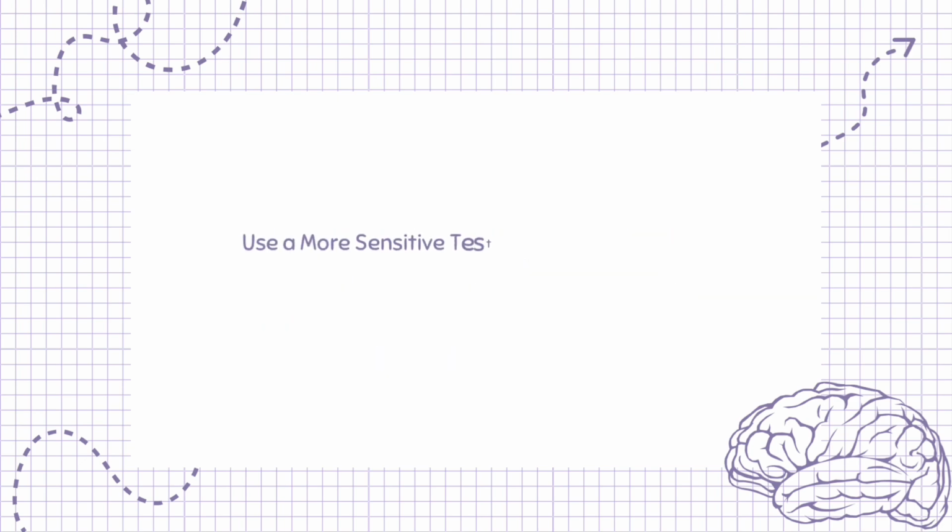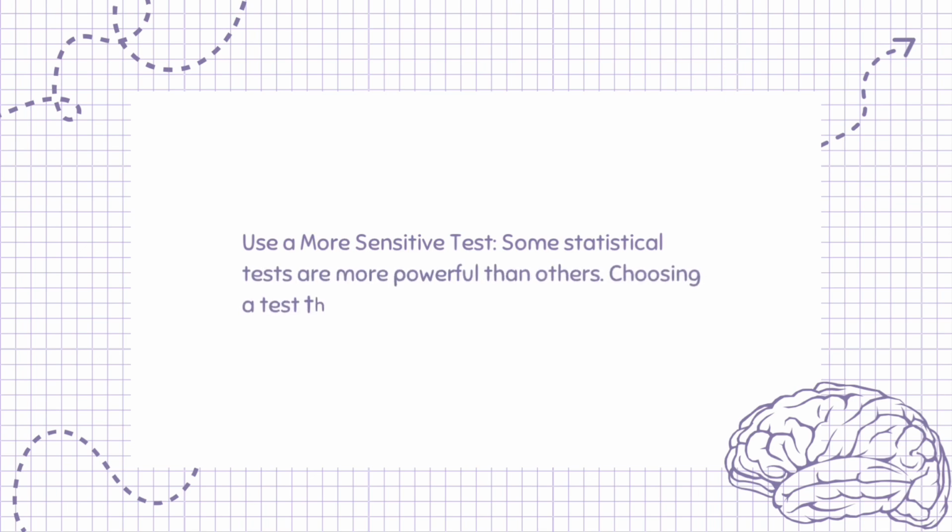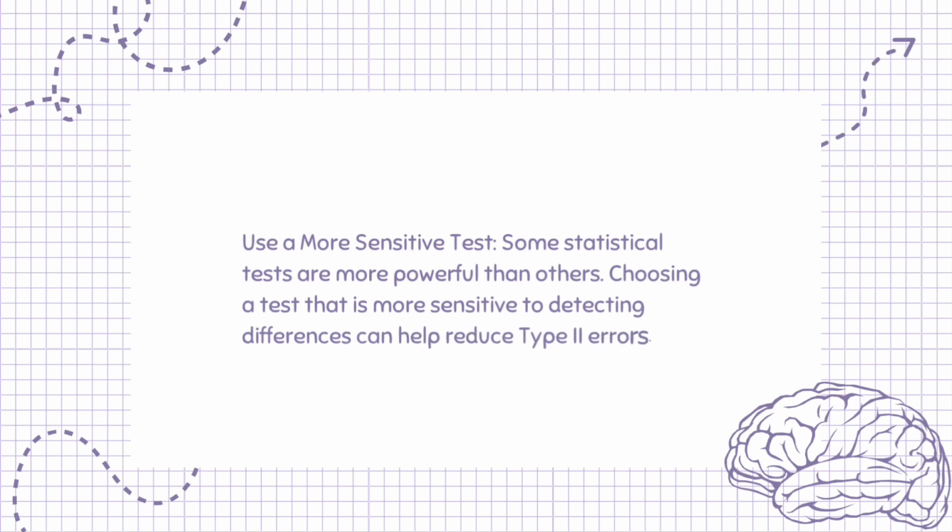Use a more sensitive test. Some statistical tests are more powerful than others. Choosing a test that is more sensitive to detecting differences can help reduce Type 2 errors.